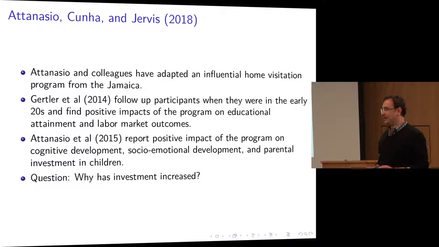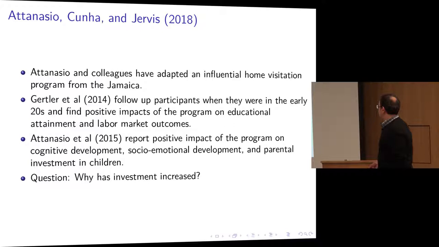The other thing that they found was that households had increased home investments, even though income was not different, parental education was not different, nothing was different. So they couldn't explain why parental investment was greater in treatment versus control groups because of the intervention. They didn't have an explanation of what the variables were that led families to increase investment in the treatment villages.